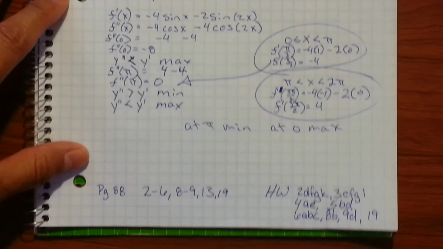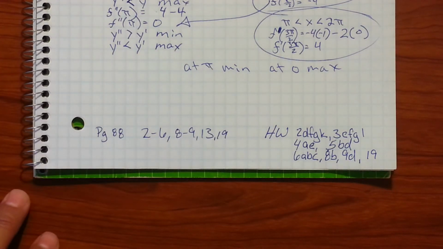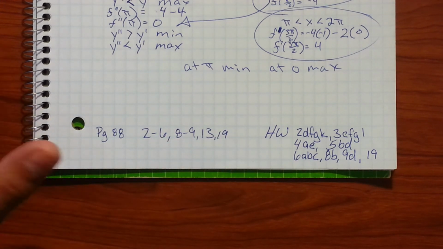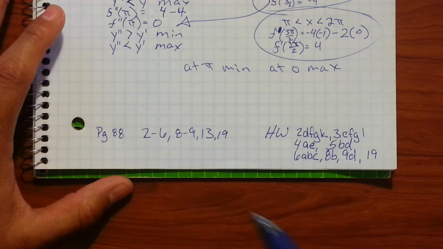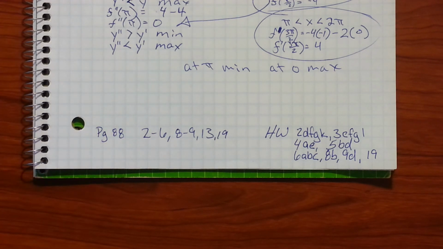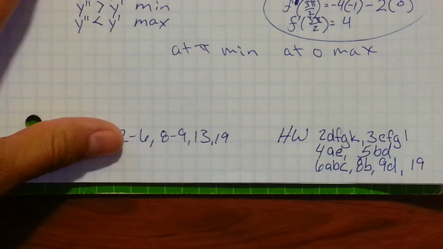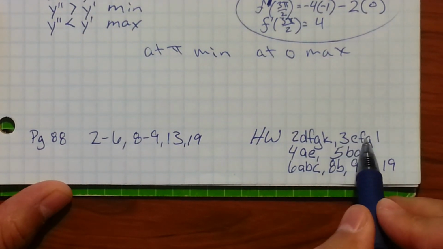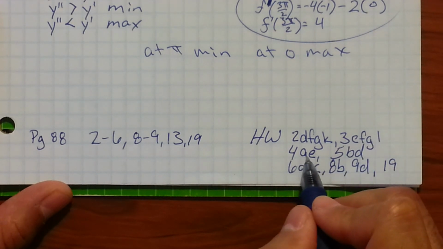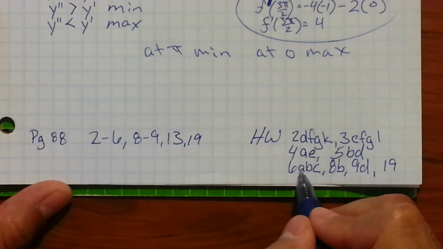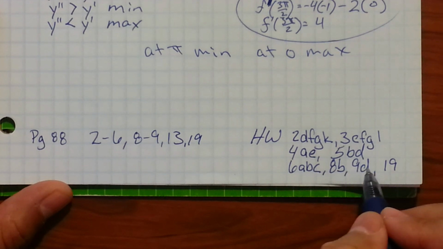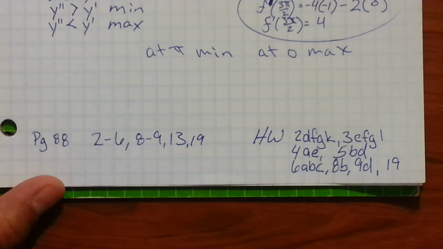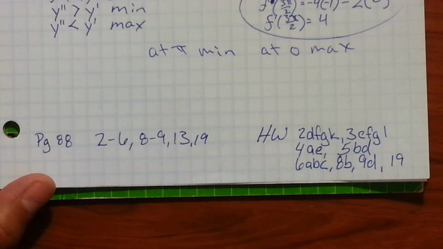Alright, so our practice: page 88, 2 through 6, 8 through 9, 13 and 19. Now the homework, let's see if we can see this pretty well. We have 2 D, F, G, K, 3 E, F, G, L, 4 A, E, 5 B, D, 6 A, B, C, 8B, 9D, and number 19. So this is a larger homework assignment, but there is a whole bunch of different types of problems that we did cover this time.